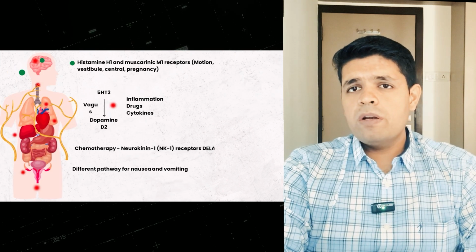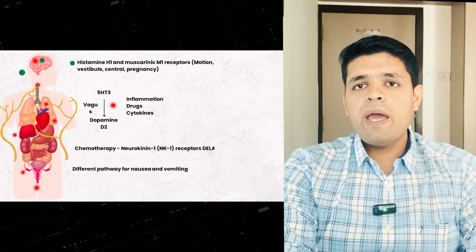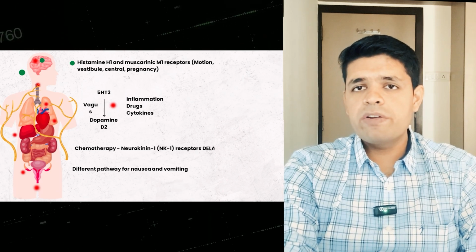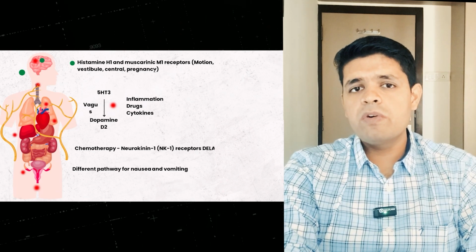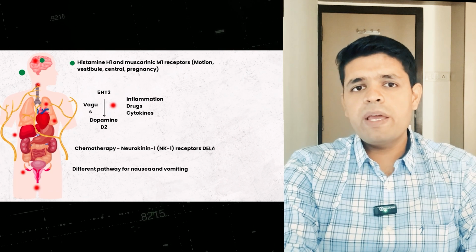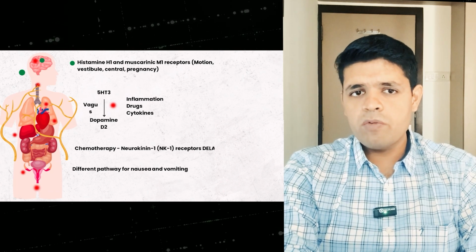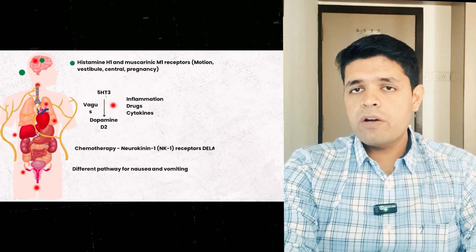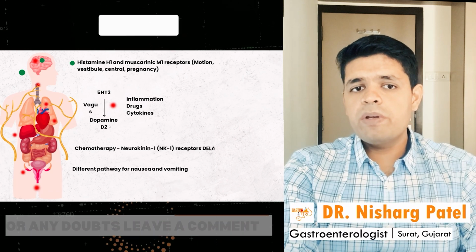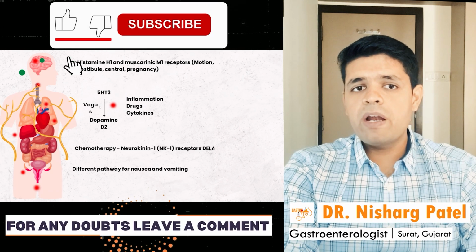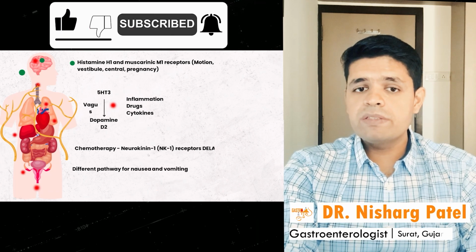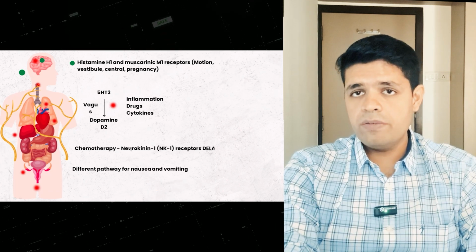Now coming on to the drugs, just a quick recap. There are H1 receptors and M1 receptors, which are central receptors. They are responsible for pregnancy related vomiting as well as some hormonal problems causing vomiting. There are central and peripheral serotonergic, that is 5-HT3 receptors, which increase dopamine. There are drugs acting on these receptors. There are NK1 receptors, and there are drugs acting on these receptors.